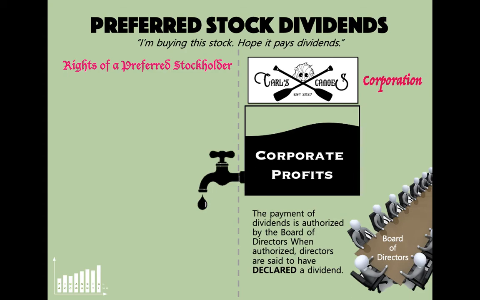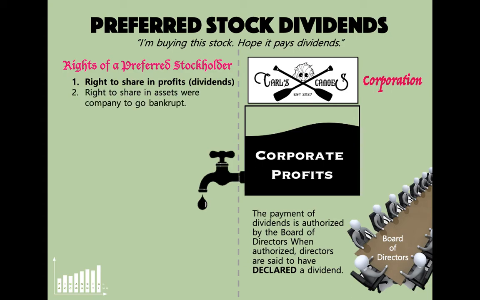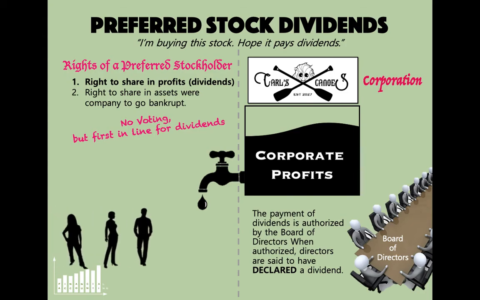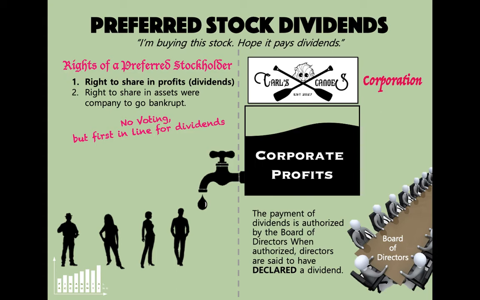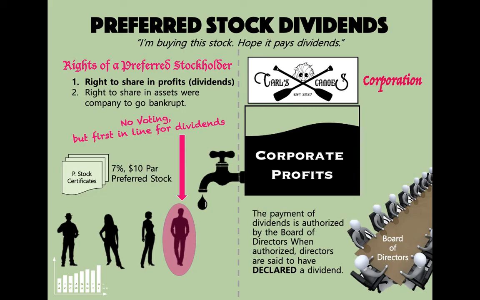So the rights of a preferred shareholder: the right to share in profits or dividends, which is what we're looking at, and the right to share in assets if the company goes bankrupt. They don't vote, but they're first in line for dividends. So if here are our 4 owners, stockholders, and Carl is our preferred shareholder, he is first in line for the dividends, quite literally in this case. So he has preferred stock, and the preferred stock is going to have what is called a dividend rate. So this stock we're going to say is 7% $10 par preferred stock.